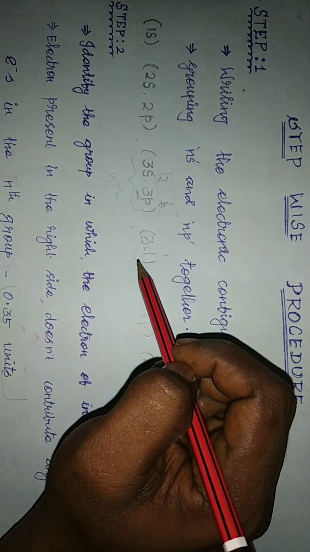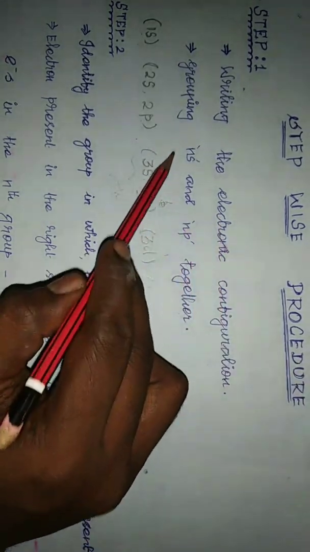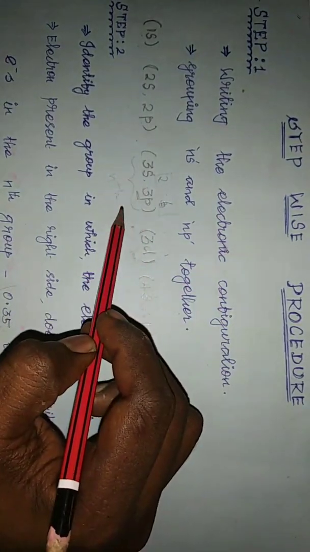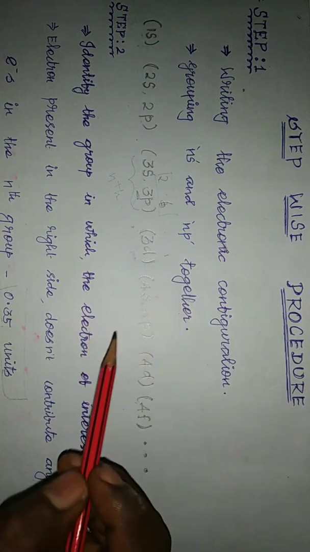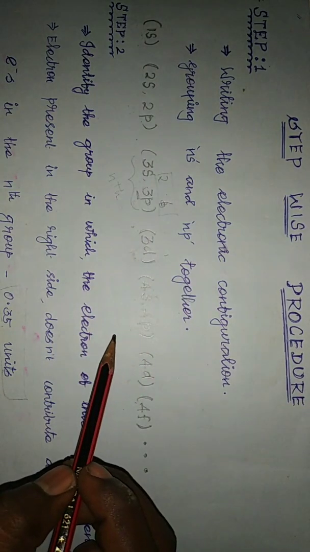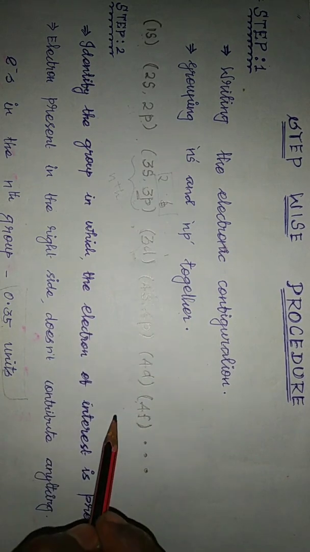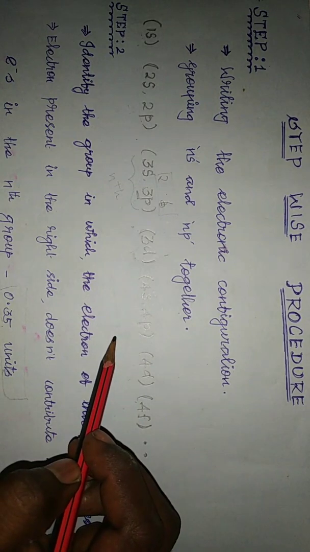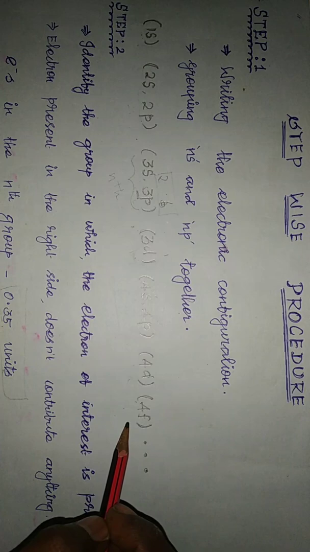Okay, so out of 3s, 3p and 3d, that is the rule given: grouping ns and np together. So 3s and 3p form a separate group, whereas 3d forms a separate group. Then when we think about the fourth orbit, it has 4 orbitals: 4s, 4p, 4d and 4f. Here 4s and 4p should be in the same group, whereas 4d is a separate group, and 4f is a separate group.